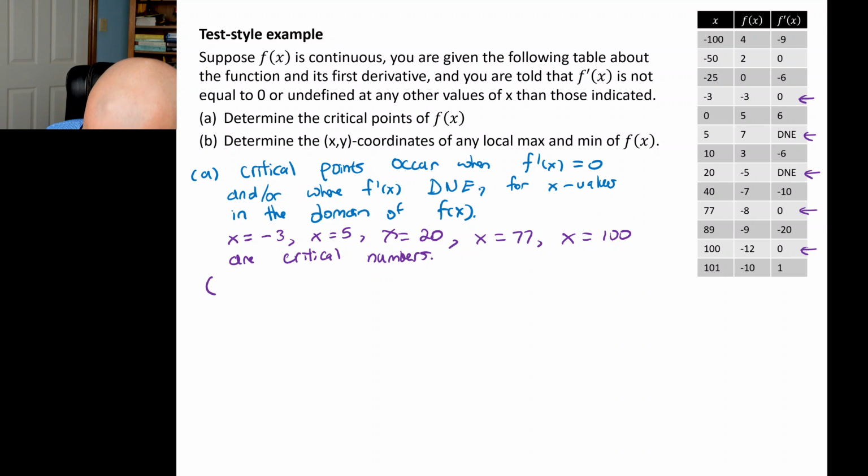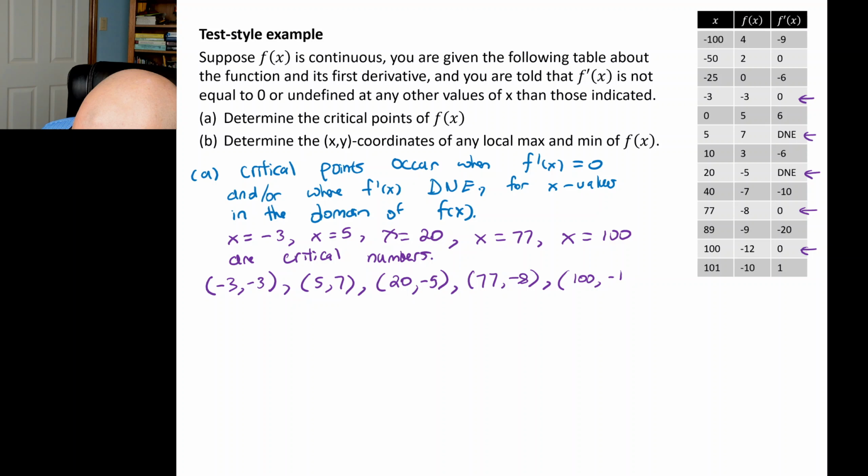So the points are the x values comma the y values. So we have -3 comma -3, and then 5 comma 7, and then 20 comma -5, and then 77 comma -8, and then 100 comma -12 are critical points. Just pairing up the x values and the y values.